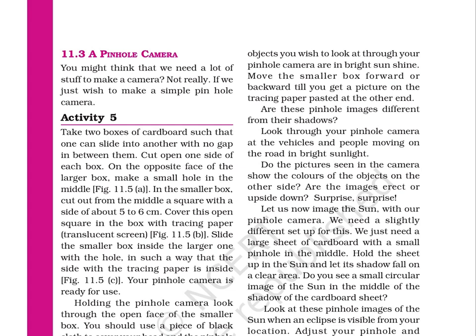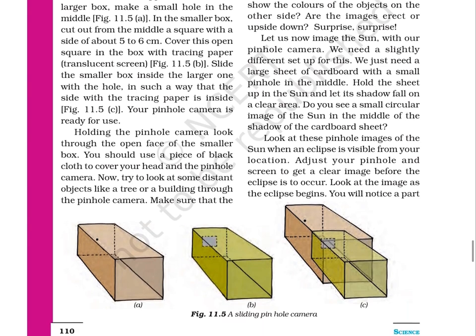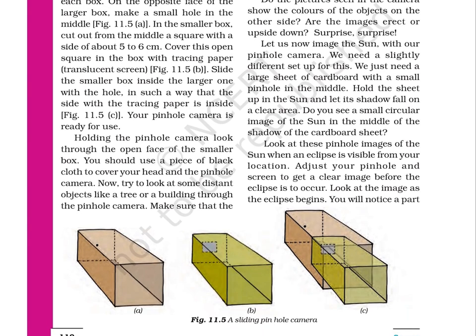Look through your pinhole camera at the vehicles and people moving on the road in bright sunlight. Do the pictures seen in the camera show the colors of the objects on the other side? Are the images erect or upside down? Surprise, surprise! Let us now image the sun with our pinhole camera.